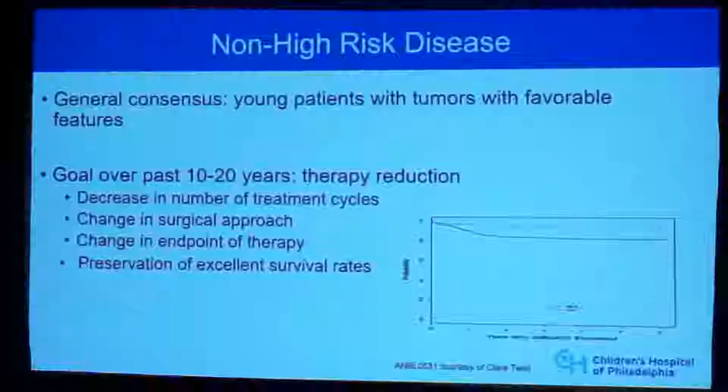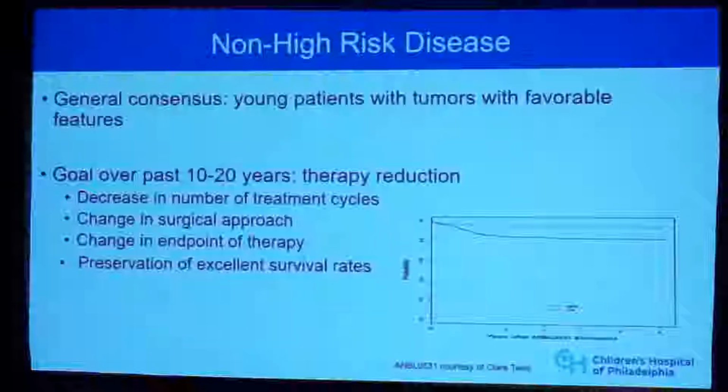And the result of that has been pretty nice looking Kaplan-Meier curves. So these are data from Clare Twist's ANBL0531, looking at EFS and OS, and it's pretty hard to get better than this, with a reduction in therapy, a change in an endpoint of therapy, and really, to some extent, leaving these patients alone and allowing them to do well, which is hard for us as oncologists sometimes.